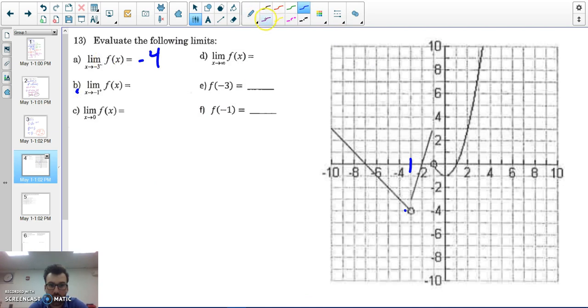B, the limit as x approaches negative 1 from the positive, so from the right. Here's -1. As x approaches it from the right, y goes to 0.